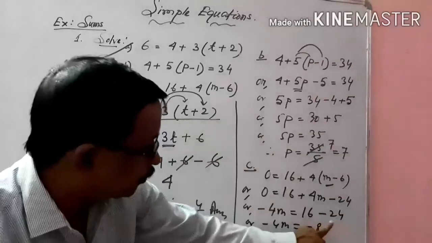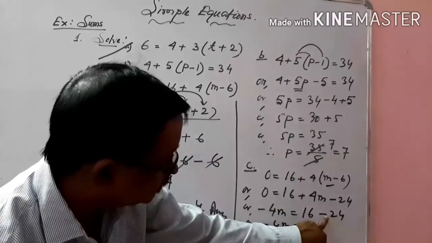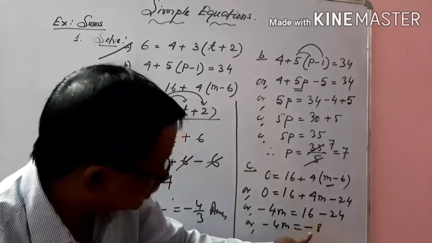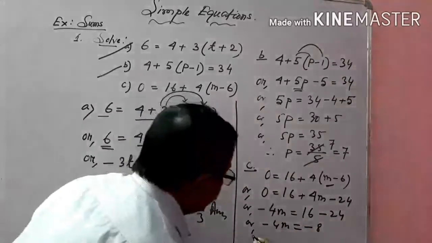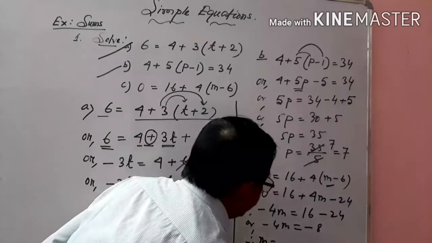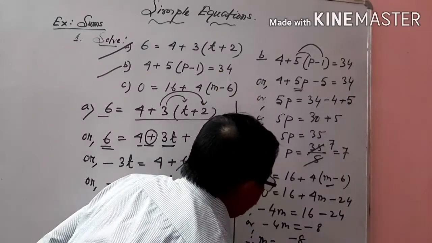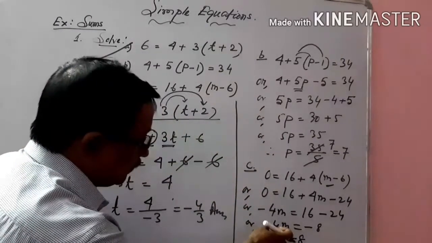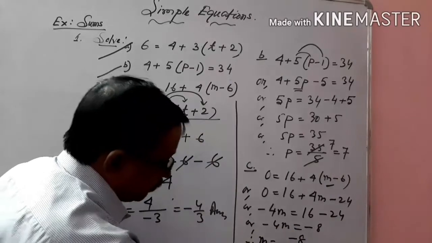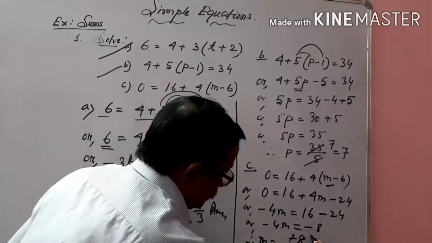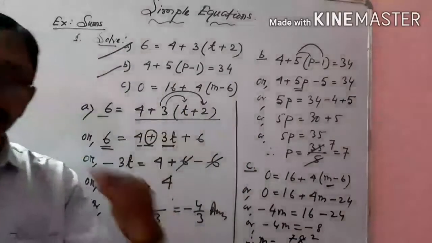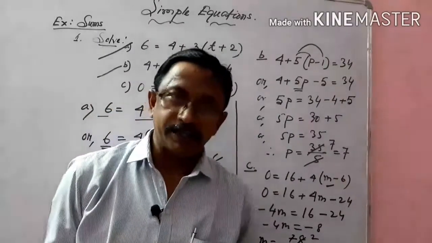16 minus 24, of course 8, and as it is a greater one, that sign you have to take. Then therefore m equal to what? Then minus 8 by minus 4. Whatever multiplies with the variable, that one comes down. Minus minus cancel. This one too. I think each and every one is clear. Is it? Yes. Okay. Very good.